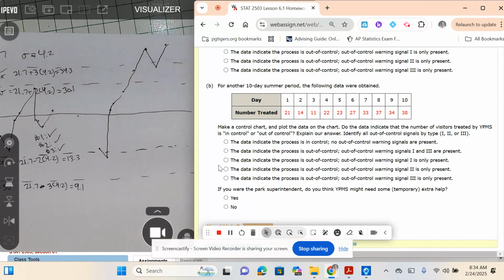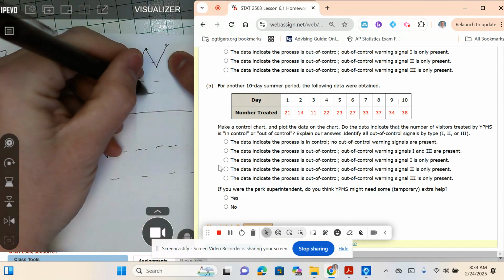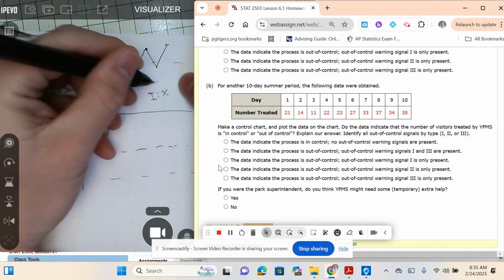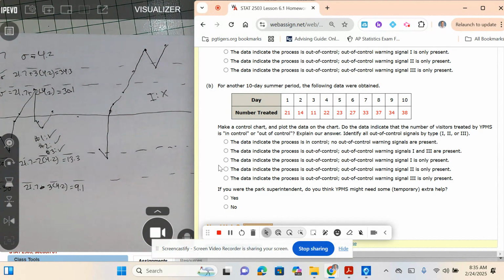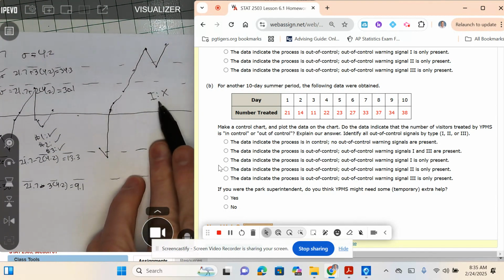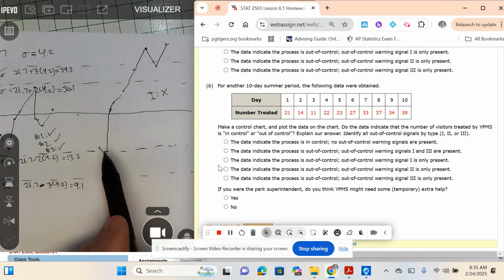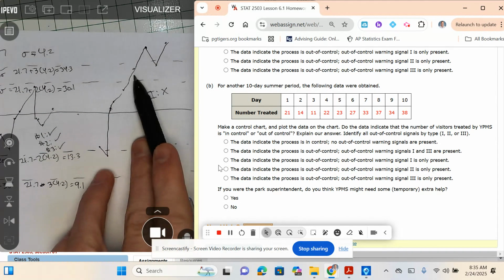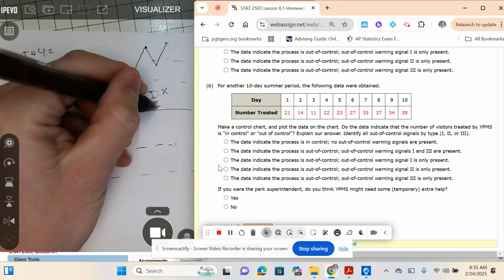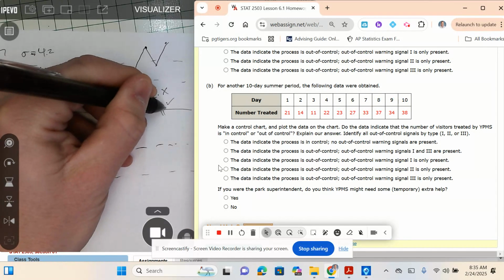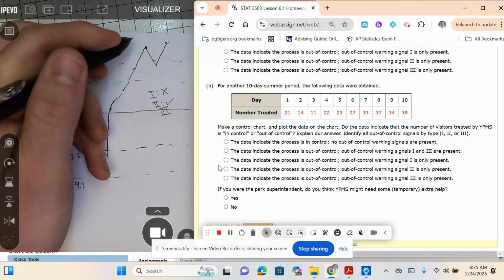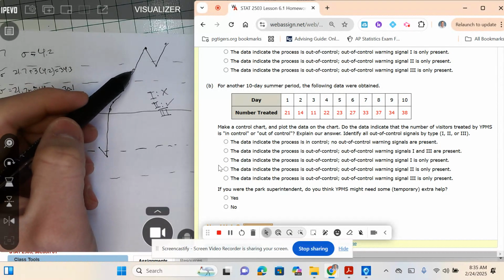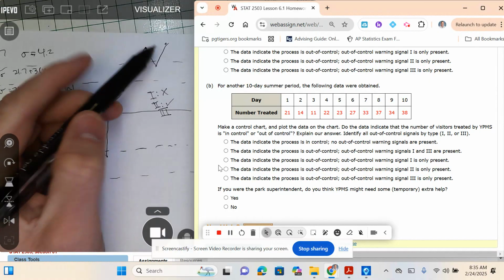Good job. The first one: do we have any points that fall beyond the 3 standard deviation level? Yes. So signal 1 is present because it's out of control. Do we have 9 consecutive on one side of the line? No, not quite. So we're good there. Number 3: do we have at least 2 out of 3 in a row that are beyond 2 standard deviations away? Well, looks like we have 4 in a row that are beyond that. So that one's out of control.